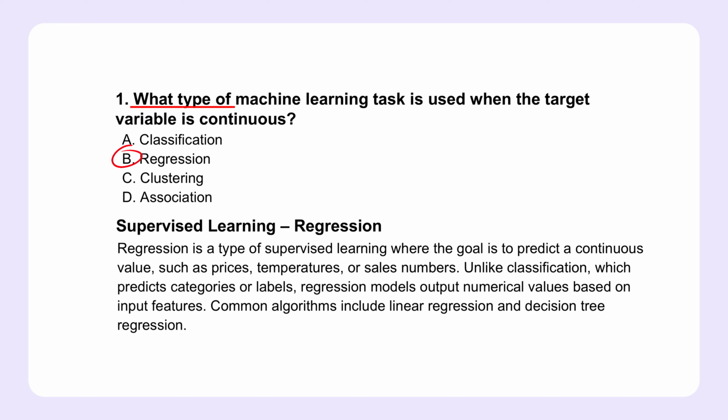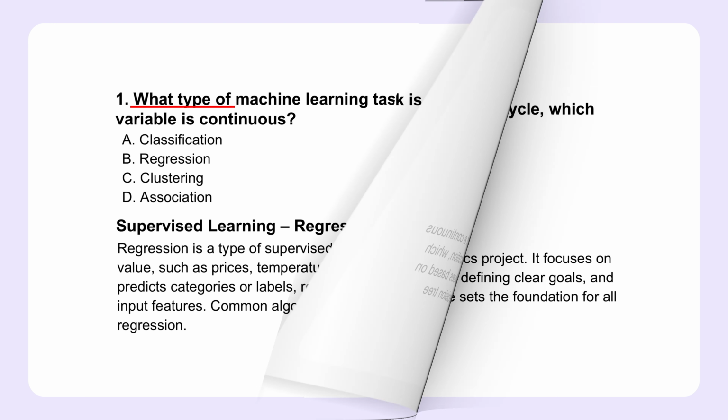And stepping back a bit, regression falls under supervised learning. Meaning we train it with data where we already know the right number, the right answer. That's it. The model learns the relationship between the inputs and that continuous output from labeled examples. Okay, makes sense. Solid start.